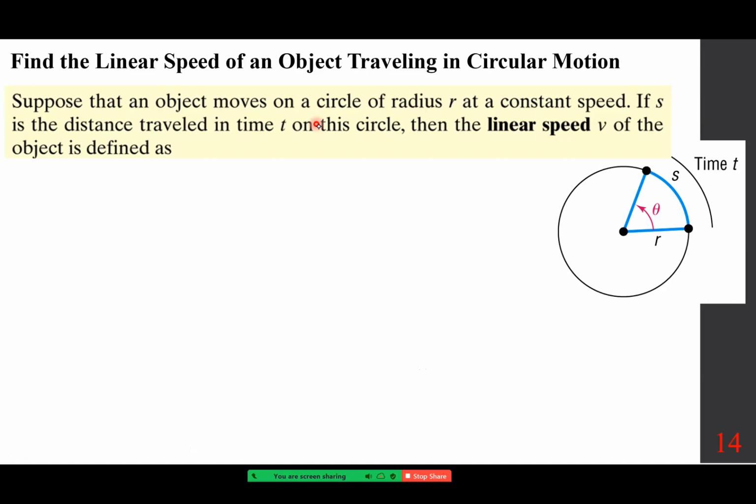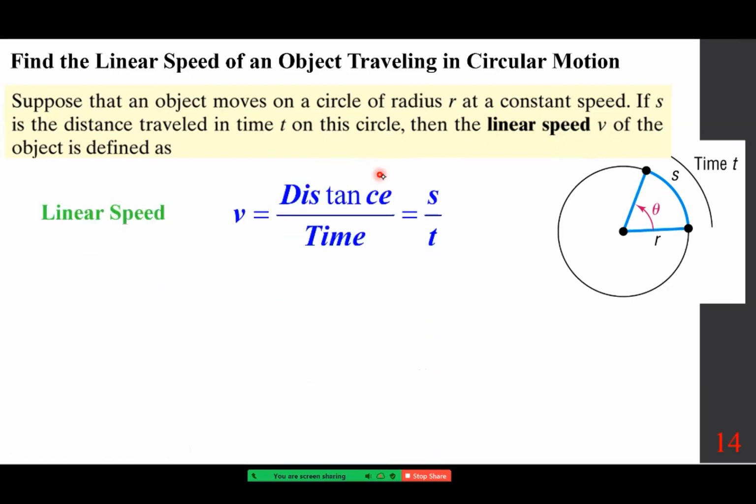If s is the distance traveled in time t on this circle, then the linear speed, the v, is given as follows. Distance over time, everybody. And the distance we cover is what? S. The arc length is the distance over the time t. So the linear speed is defined as s over t.